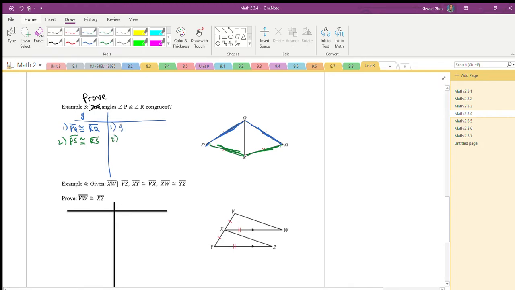So the reasons would be given and given. So these are reasons. And then statements. And then I could also say, since this side is being shared by this triangle and this triangle, this side is going to be the same length for both triangles. So QS is congruent to QS.